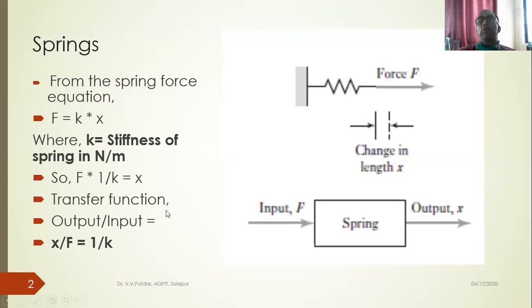Then why call it a transfer function? Simply put, we can say that the force F is transferred as displacement X, isn't it? I am applying force F, and because of that, I am getting displacement X. So because force is transferred as X, we call it the transfer function. Now the transfer function is the ratio of output by input. What is the output? Output is X, and what is the input? Input is F. So X upon F is equal to 1 by K. So the transfer function of the spring is 1 upon K.